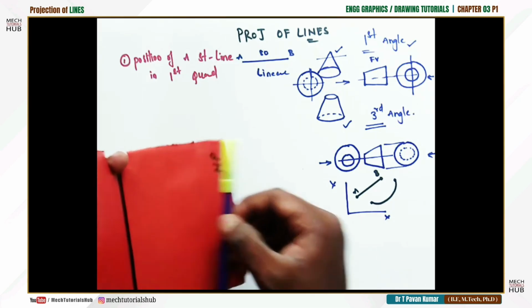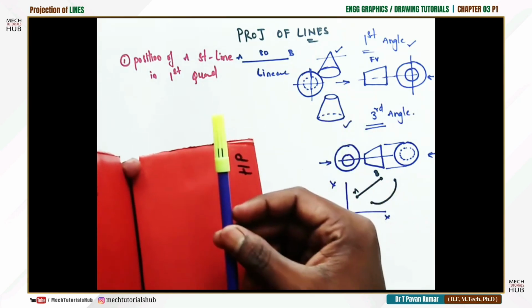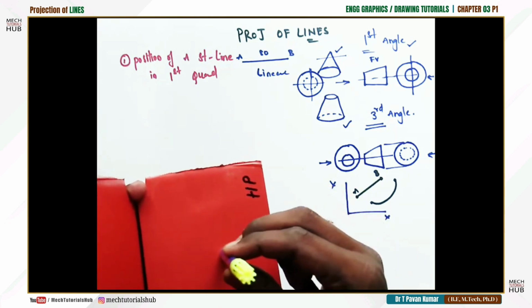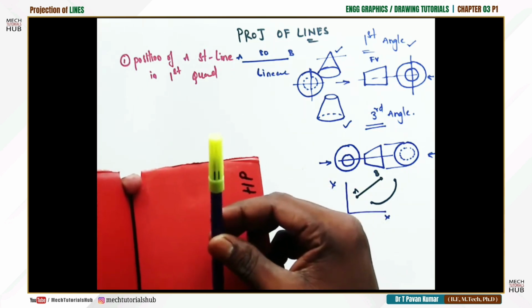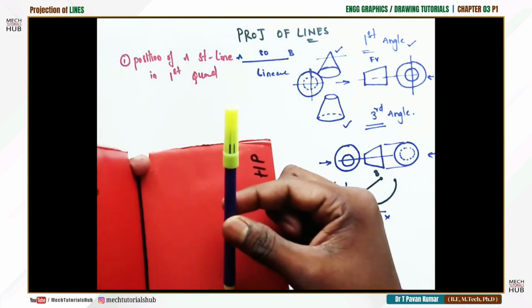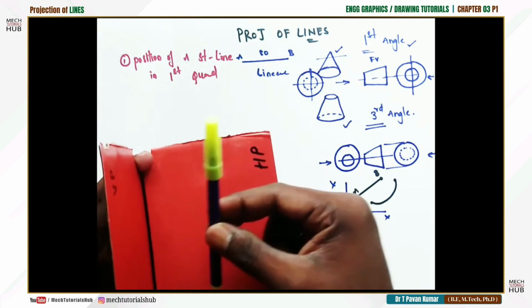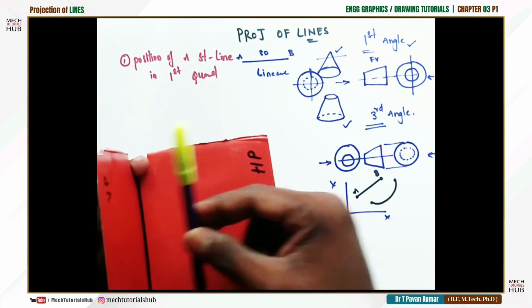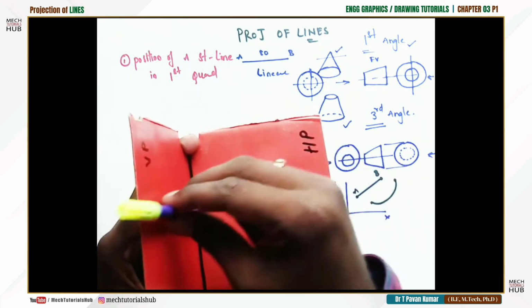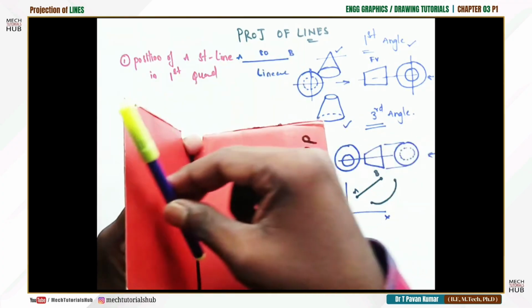These are the conditions. Other than this, you could see the same line is inclined to HP. It is making some inclination; it is not exactly perpendicular. It is inclined to HP, maybe 30 degrees, 40 degrees, whatever is given in the question. Inclined to HP, parallel to VP again. When it is perpendicular, it is also parallel to VP. Similarly, it is inclined and parallel to VP.